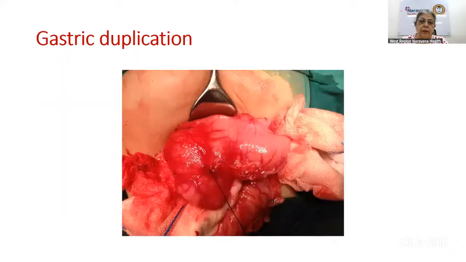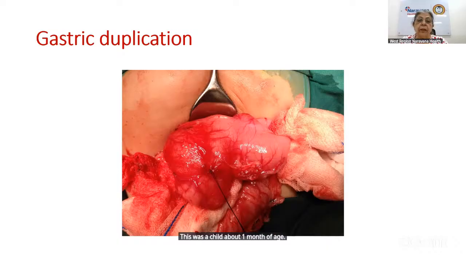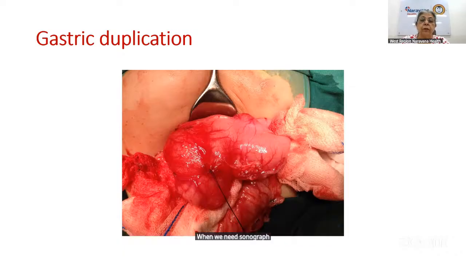This is a gastric duplication. It is not as round as you saw in the midgut duplication cyst, but this is a cyst there inside, which was shown in sonography also, and we had done CT also. This was a child about 1 month of age, and the child was having the exact picture of hypertrophic pyloric stenosis, that is, vomiting which was non-bilious. When we did sonography, instead of a pyloric tumor, there was a cyst. And we had to differentiate between the choledochal cyst because it was just below the liver. So we had done the CT, and then we came to know, no, this is a gastric duplication.